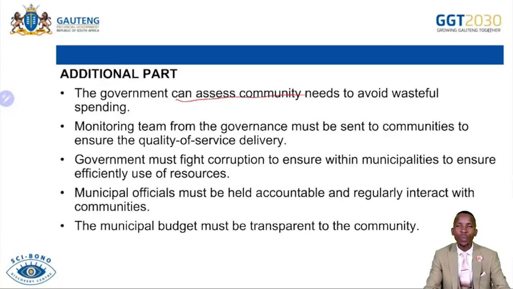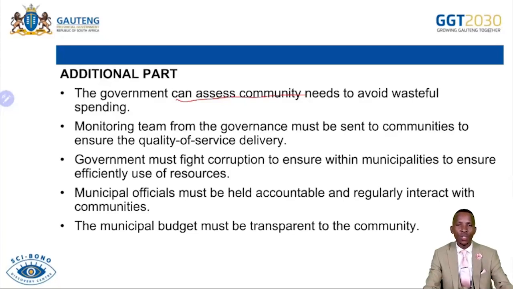So corruption should be reduced or combated completely so that there will be efficient use of resources, not people benefiting themselves at the expense of society. Municipal officials must be held accountable for and regularly interact with communities. So they should be held accountable, meaning there should be a policy of transparency.